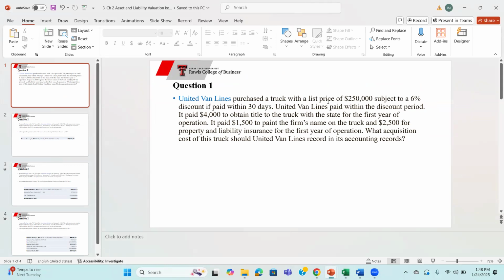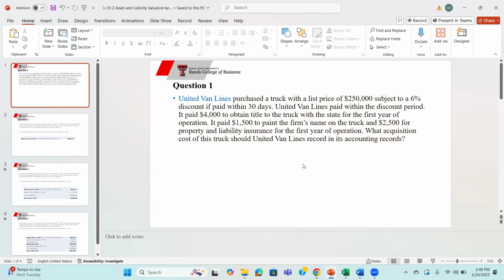United Van Lines purchased a truck with a list price of 250,000, subject to a 6% discount if paid within the 30 days, and they paid within this discount period. So we are having this discount opportunity. All right. And then it paid 4,000 to obtain title of the truck. So this is another expense for the truck. And it paid 1,500 to paint the firm's name on the truck and 2,500 for property and liability insurance for the first year. So the question is whether we are going to consider all this expense here, or we have to be specific for recording the expenses.